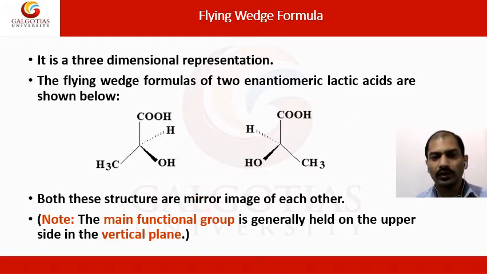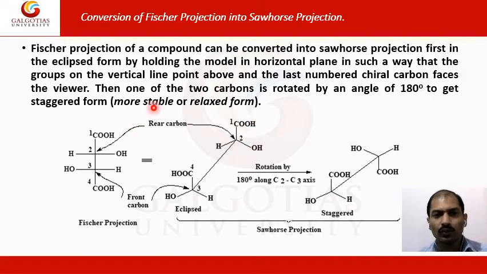Now, the Fischer projection of a compound can be converted into a Sawhorse projection, first in the eclipsed form, by holding the model in a horizontal plane in such a way that the groups on the vertical line point above and the last chiral carbon faces towards the viewer. Taking this example, this is the Fischer projection in which these are the rear carbon and the front carbon facing the viewer. With each carbon there are three different groups.